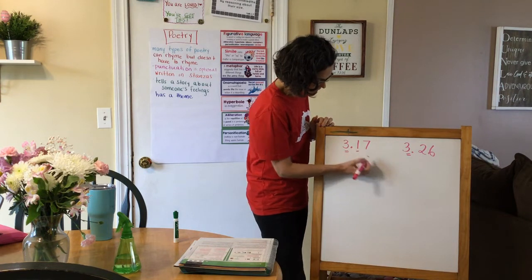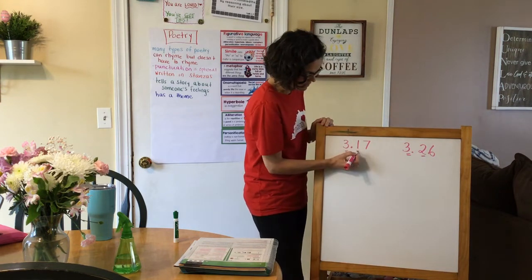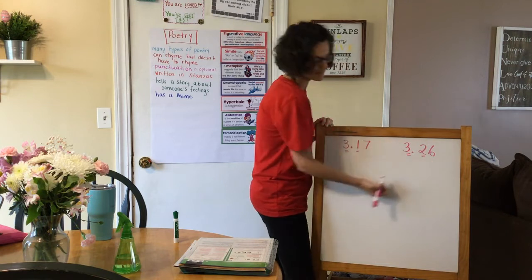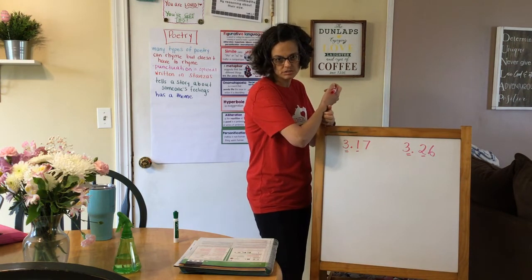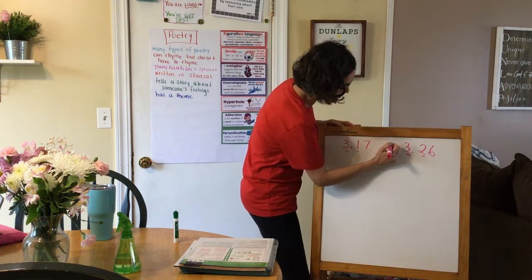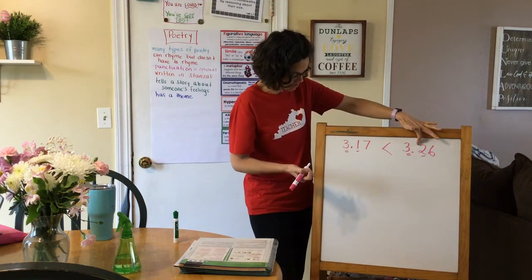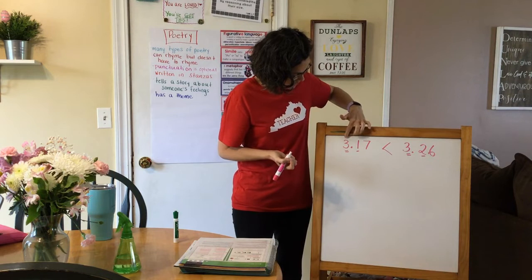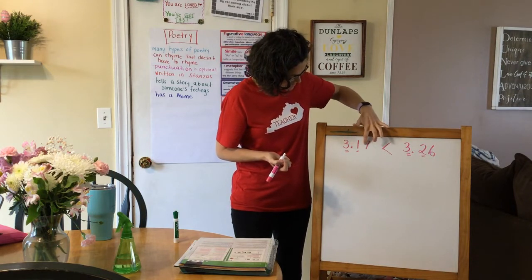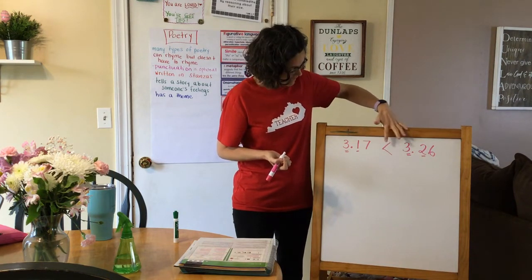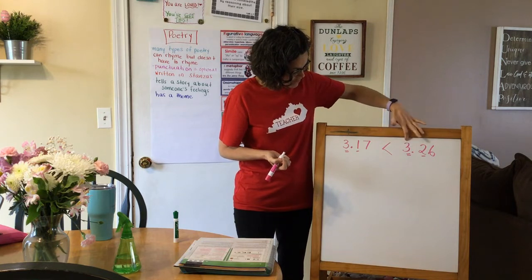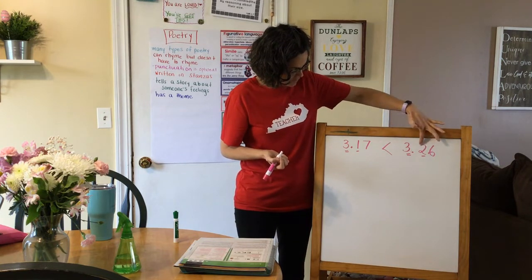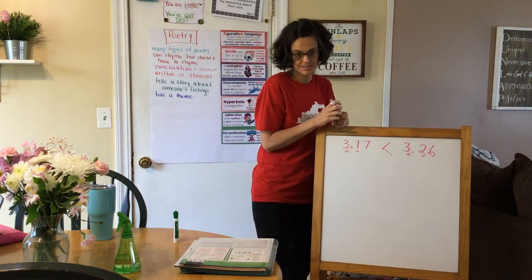All right, so we're looking at our tenths now. We have 1/10 here and 2/10 here. Which is larger? 2/10. That means this is going to be greater than. So how do we say it? Practice saying it with me. Ready? 3 and 17 hundredths is less than 3 and 26 hundredths.